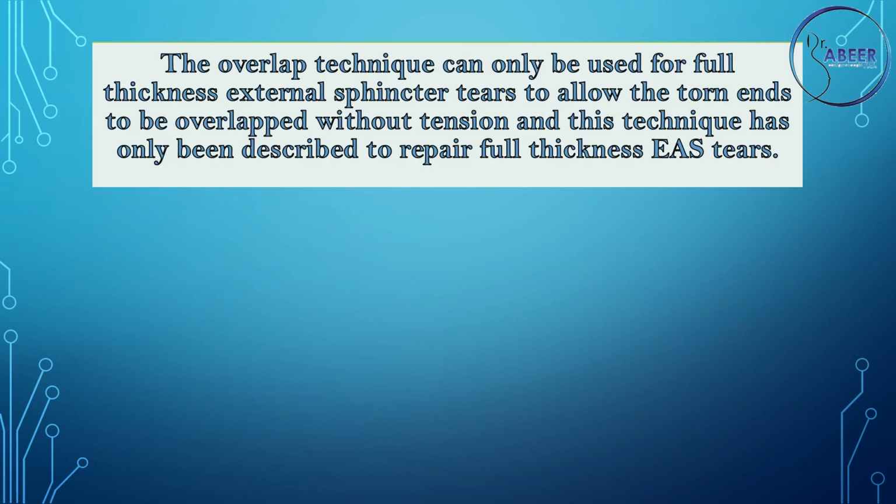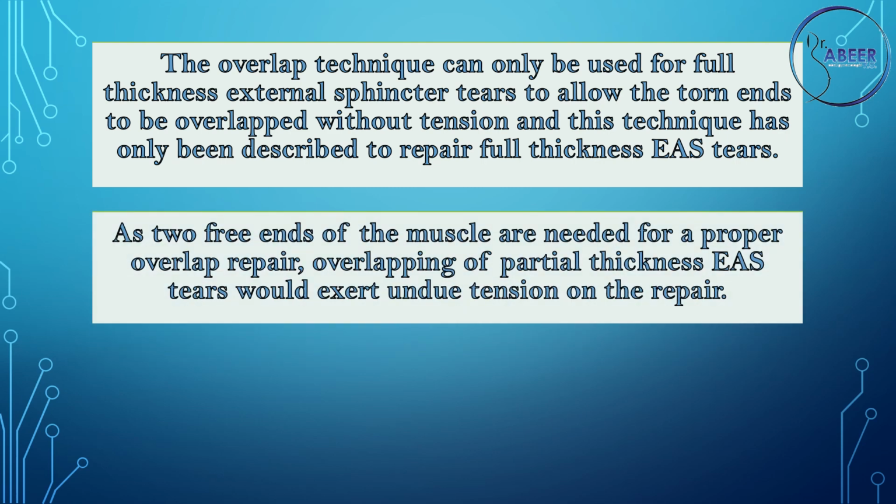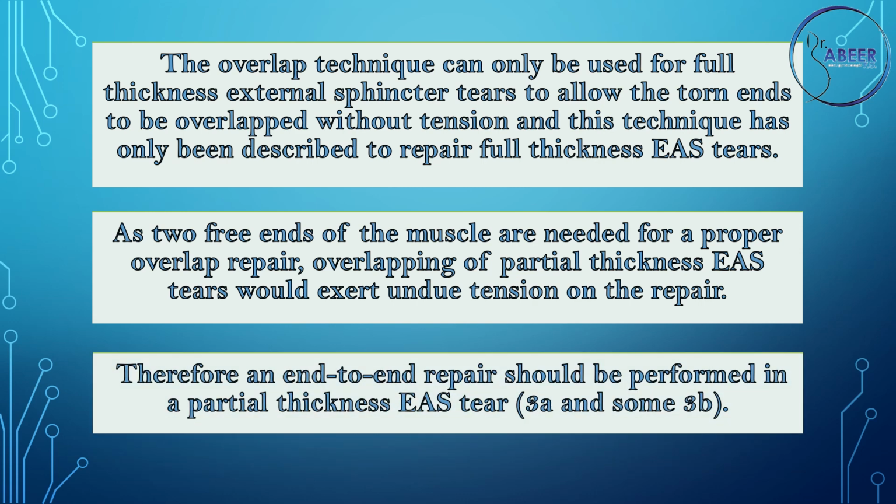The overlap technique can only be used for full-thickness external sphincter tears to allow the torn ends to be overlapped without tension, and this technique has only been described to repair full-thickness external anal sphincter tears. As 2 free ends of the muscle are needed for a proper overlap repair, overlapping of partial thickness external anal sphincter tears would exert undue tension on the repair. Therefore, an end-to-end repair should be performed in a partial thickness external anal sphincter tear, 3A and some 3B.